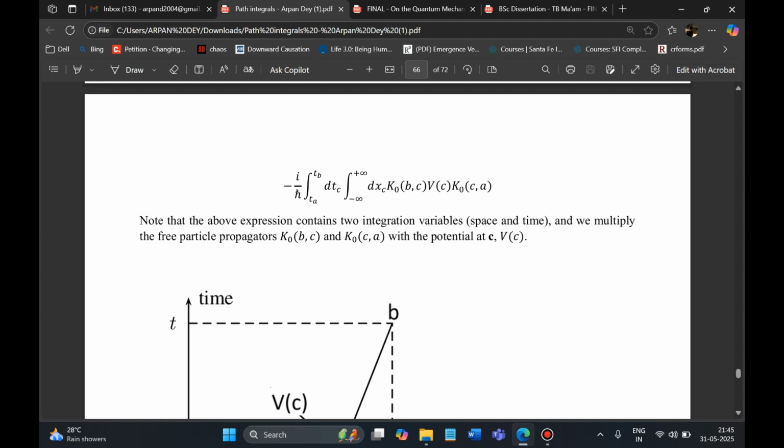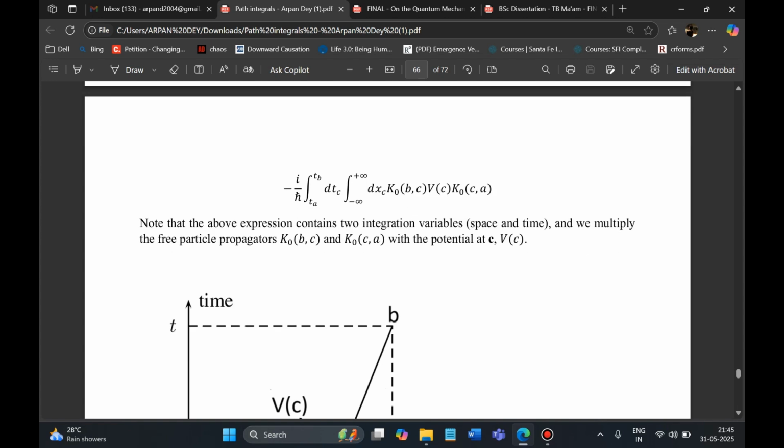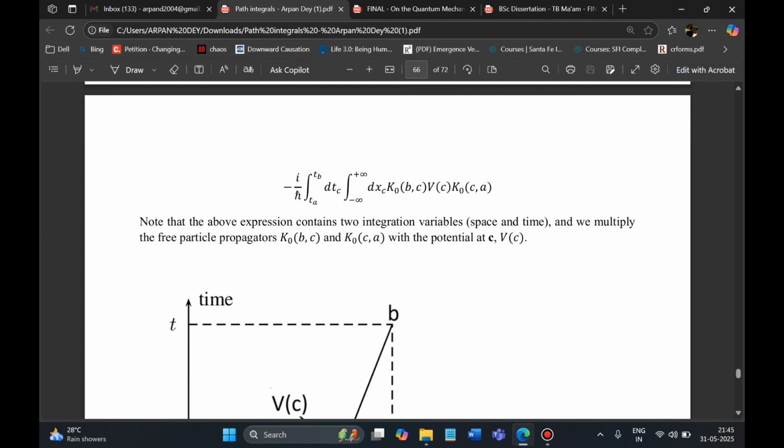In the expression for the action, what was the action S? A time integral of L dt, the Lagrangian dt, and the Lagrangian was kinetic minus potential energy, L equals T minus V. So the action was the time integral of T minus V. If you consider only the potential energy right now, it will be minus V dt. So we have a time integral, a minus sign, a V, and a dt, and 1 over h bar, because what was this contribution?